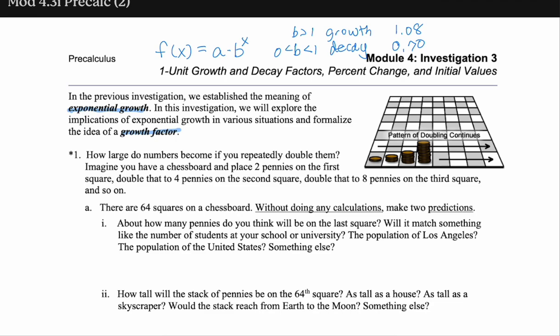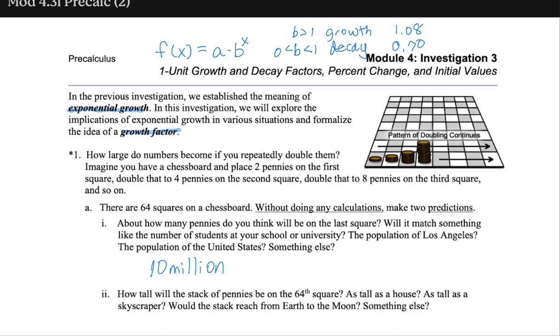So give me some numbers. How many pennies do you think will be on square 64, whichever corner they decide is square 64? Give me a guess. You said 10 million. Okay, I think that's a reasonable guess. Let's just stick with that.